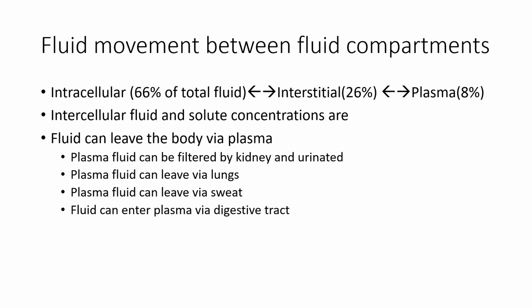Now, fluid moves from one compartment to the other. So I want you to think about 66% of total fluid being intracellular, 26% of total fluid being interstitial, the fluid between the cells and the other stuff, and about 8% being plasma. These do change a little bit, but one of the things that usually happens is that when you're losing or gaining fluid, it has to come into or leave via the plasma. So if you notice, this is the least amount of fluid.